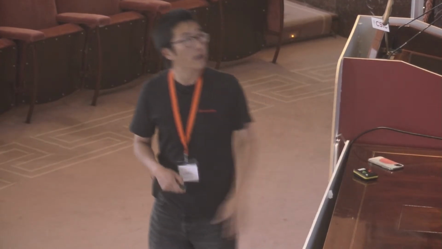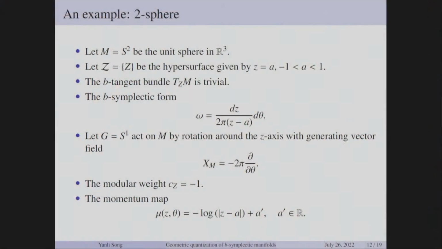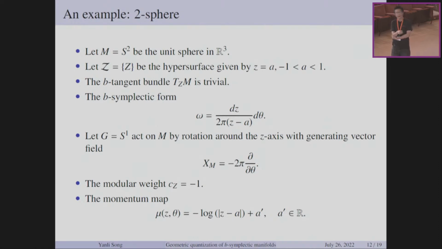Okay, so one example will be this one. Let M be a two-sphere, and take a hypersurface, but this hypersurface is not on the equator, it is at height A, where A is a number from -1 to 1, so that the tangent bundle is trivial. So the hypersurface will be a circle.